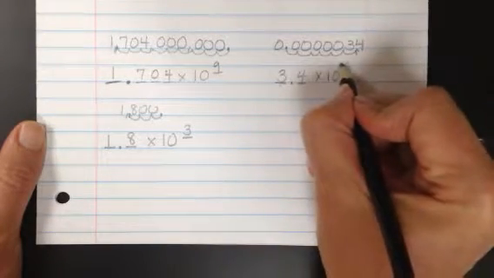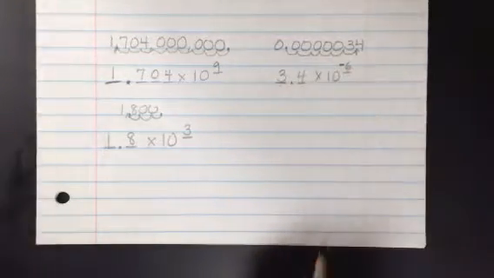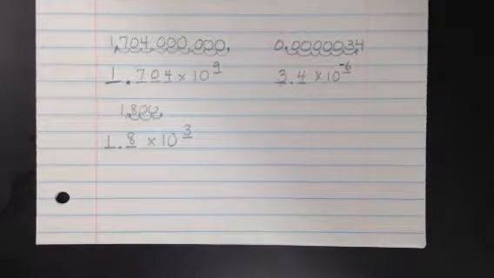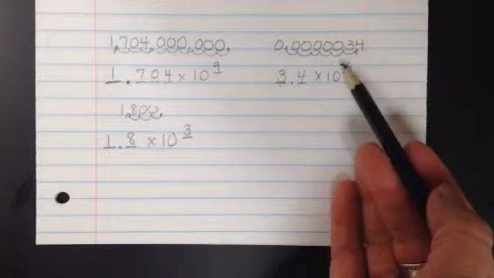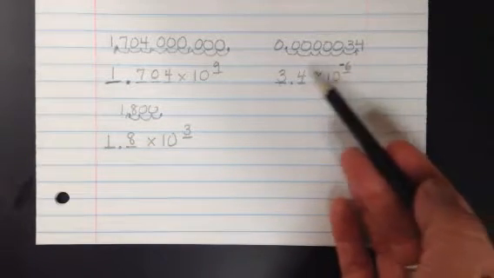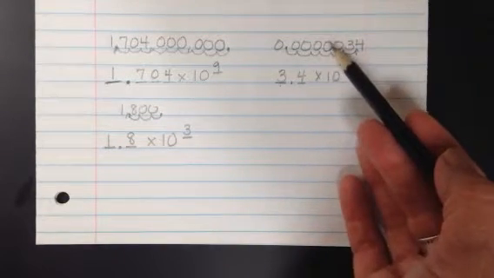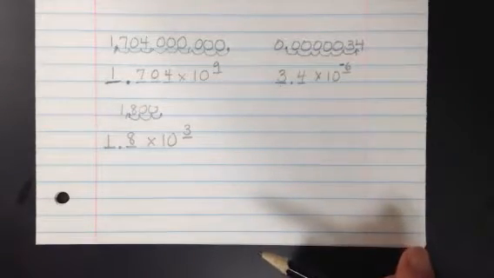But in this case, it has to be a negative exponent because I'm making a smaller number. I'm indicating that that negative exponent indicates that the value of this number, when put into standard form, is a very small decimal value.